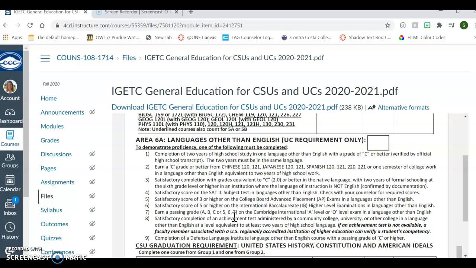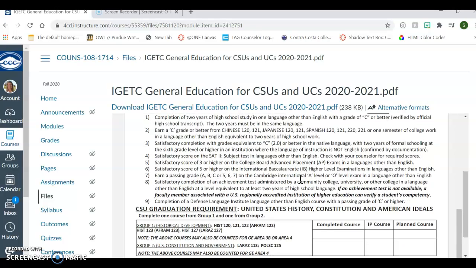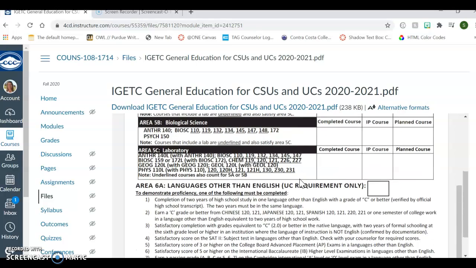The other area that is a UC requirement only is foreign language. Many students use their high school foreign language if they have completed 2 years of study in one language other than English with a C or better. Then we can use your high school transcripts. There are some other ways to meet this as well, including taking some courses at Contra Costa College to meet this language requirement. As with anything, there are exceptions to every rule.